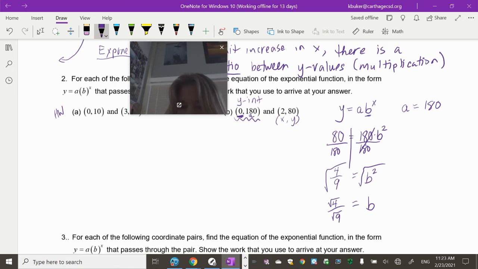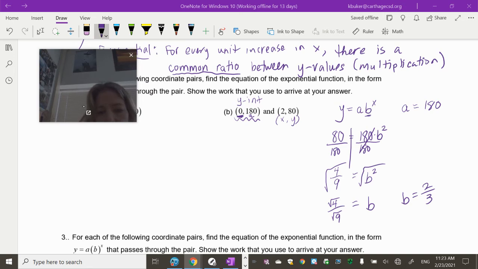Okay, and I'm not going to leave it like that because 4 and 9 are both perfect squares, so b is going to be equal to 2/3. All right, and we prefer to leave it in fraction form. All right, so my equation then, because now I have to write my equation, is y equals 180. Okay, my growth factor is 2/3. Oops. So this is actually going to be decay since my growth factor is less than 1, to the x power.